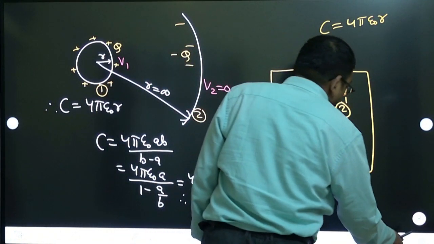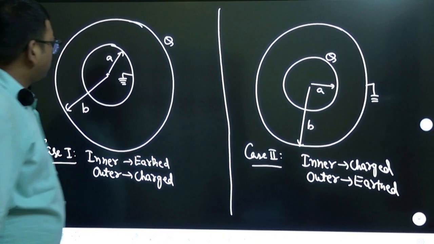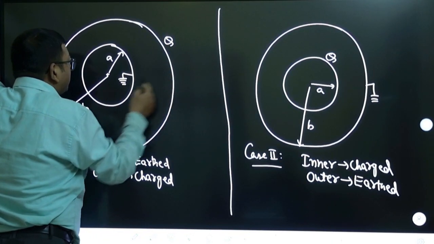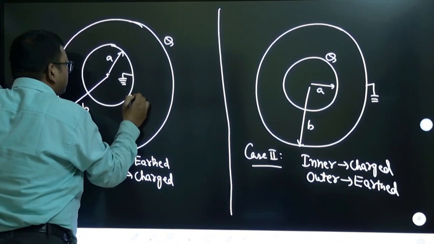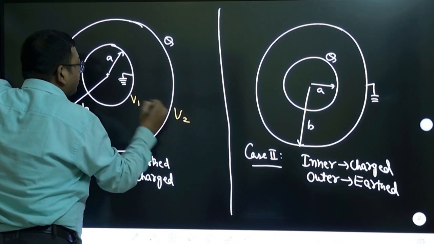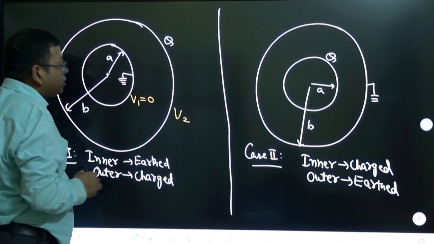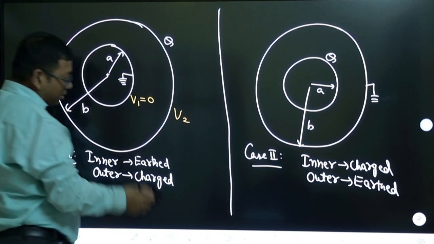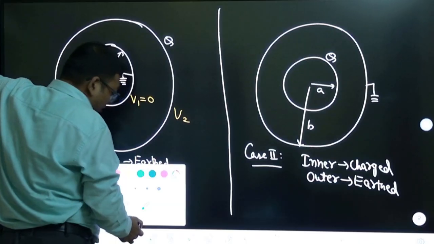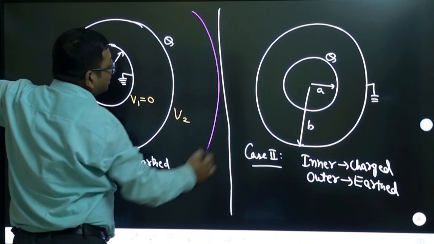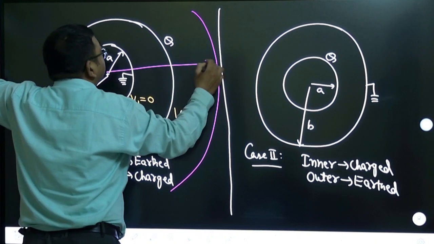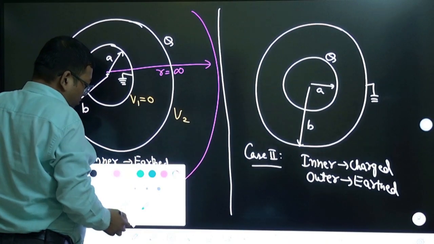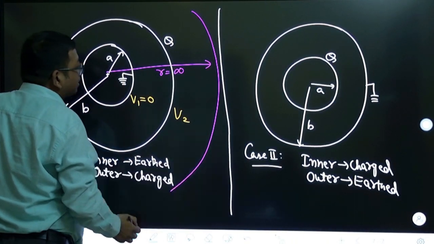Now let us go to this, and try to figure out the idea. Suppose I am taking this as V1, and this as V2. So here V1 is 0, and now you will say, where is my third capacitor at infinity? You make a capacitor at infinity, you draw a capacitor at infinity, like this. This radius is infinity.